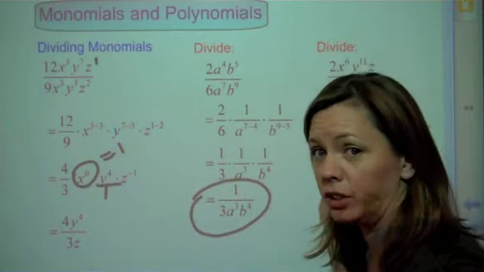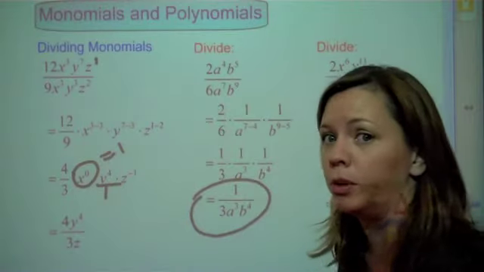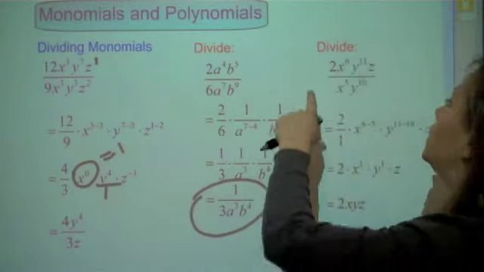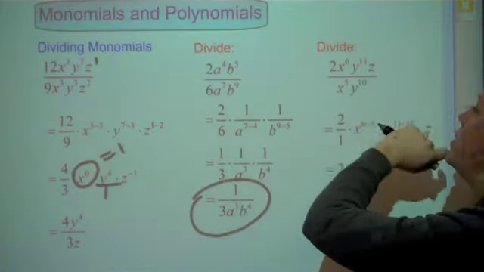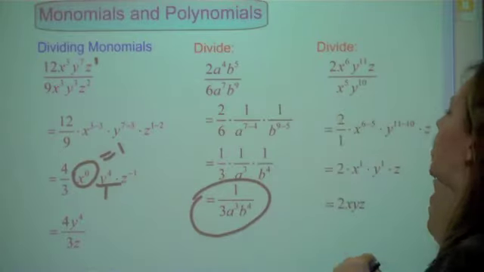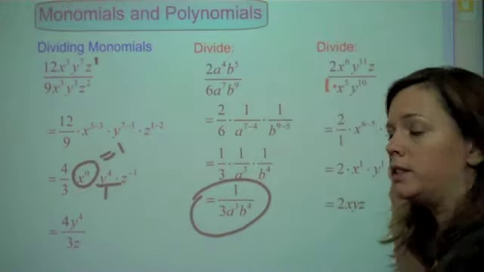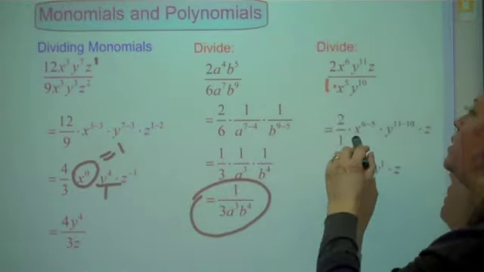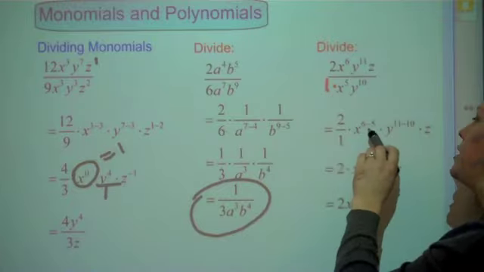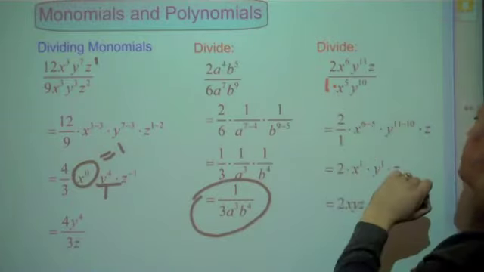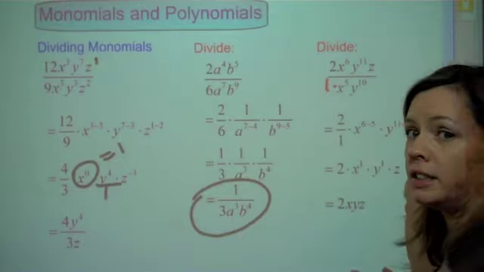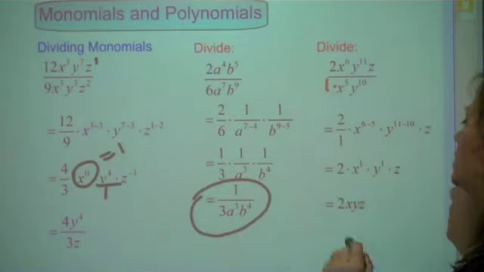I think lots of these are good because you can see lots of different ways your exponents might come into play. 2x to the 6th, y to the 11th, z, divided by x to the 5th, y to the 10th. Now again, I thought about the coefficient of 1 in the denominator, so we had 2 over 1 times x to the 6 minus 5 times y to the 11 minus 10. We only had a z in the numerator, so times z.